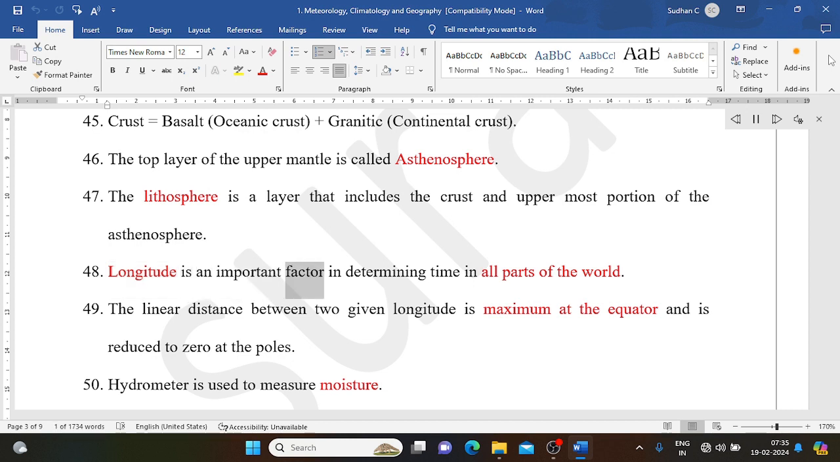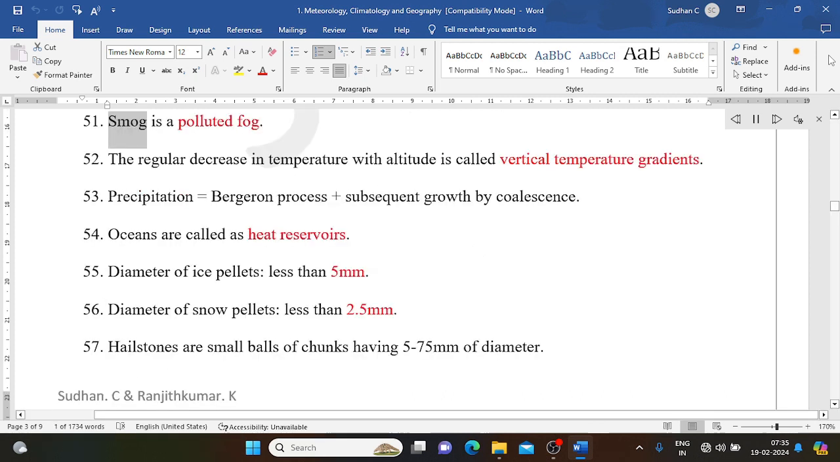Longitude is an important factor in determining time in all parts of the world. The linear distance between two given longitudes is maximum at the equator and is reduced to 0 at the poles. Hygrometer is used to measure moisture. Smog is a polluted fog. The regular decrease in temperature with altitude is called vertical temperature gradient.